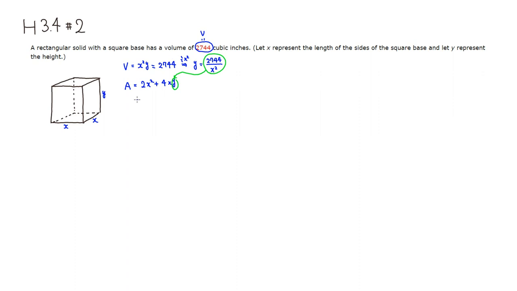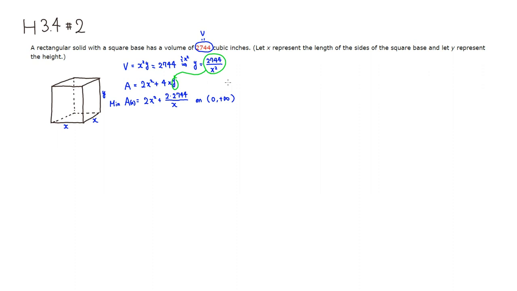So A is going to be equal to 2x squared plus, one of the x cancels out, so it's 4 times 2,744 over x. We can think of this as an area function A of x, and we want to minimize this function. Any positive number would be fine for x, so x is on the interval from 0 to infinity.